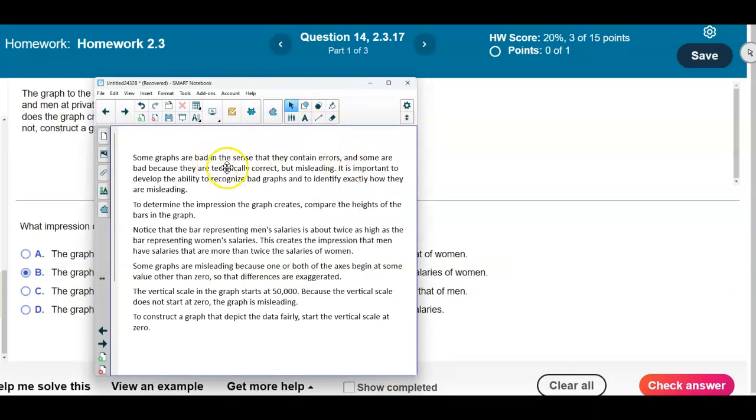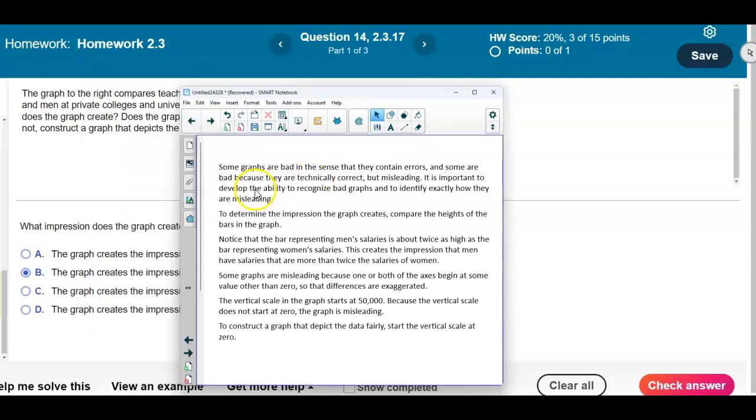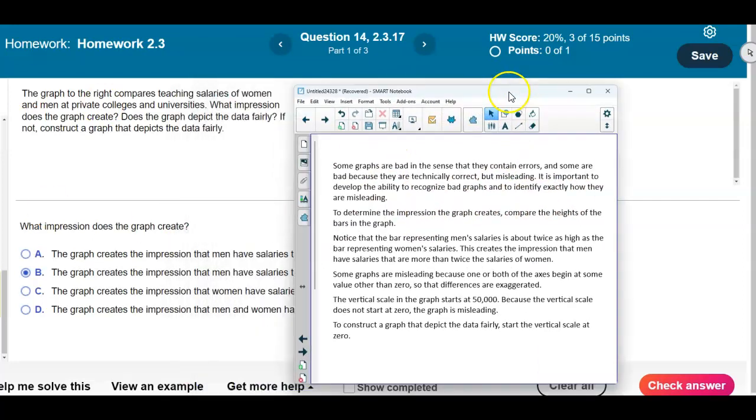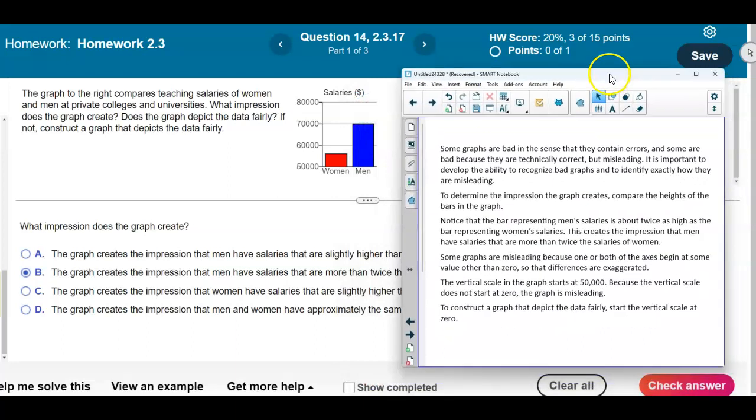Again, some graphs are bad in a sense that they contain errors, and some are bad because they are technically correct, but misleading. It is important to develop the ability to recognize the bar graphs and to identify exactly how they are misleading. So, to determine the impression the graph creates, we compared the heights of the bars in the graph, and notice that the bar representing men's salaries is about twice as high as the bar representing women's salaries. This creates the impression that men have salaries that are more than twice the salaries of women.